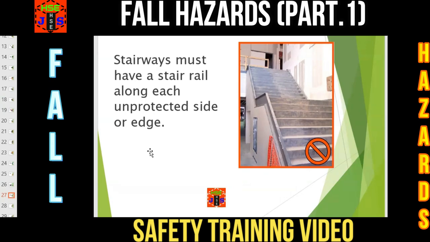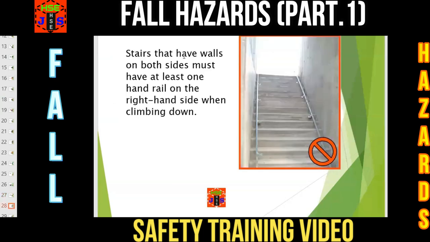Stairways must have a stair rail along each unprotected side or edge. Have a look. This area is without stair rail, and that's why it is not safe for use. Stairs that have walls on both sides must have at least one handrail on the right hand side when climbing down. If the handrail is not there, it means it is not safe.